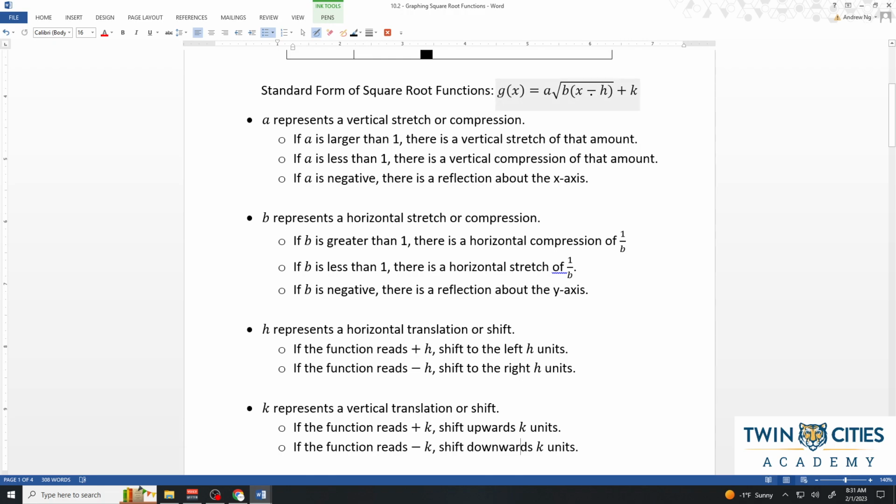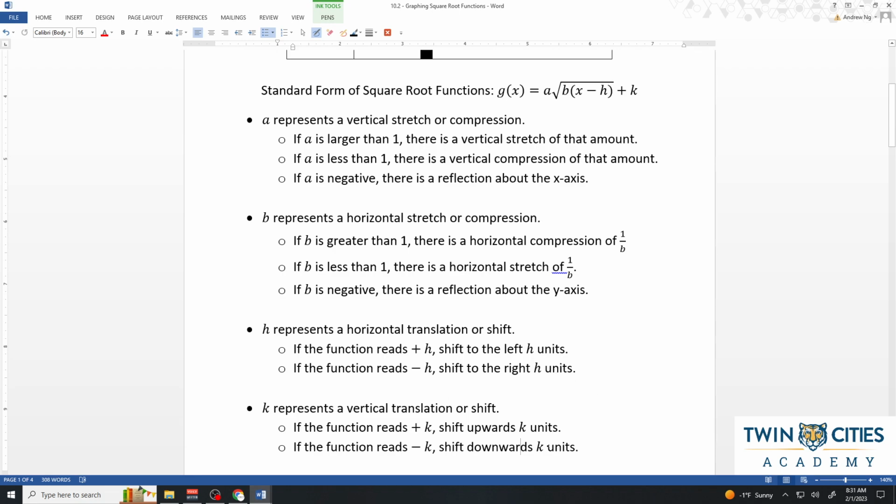h represents a horizontal translation or shift. So this is taking the entire graph and moving it left and right. Again, because it's on the inside here, it's working on x, so if it reads plus h, I would think I shift right that many units, but I actually shift left that many. And if it reads minus h, then I actually shift to the right that many units.